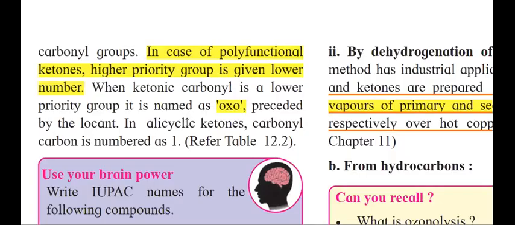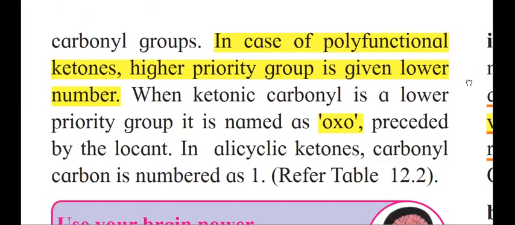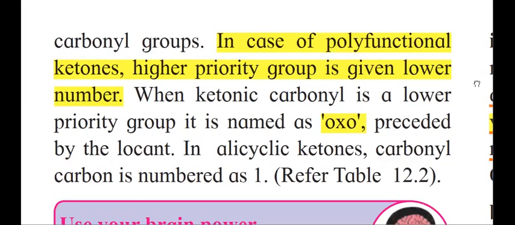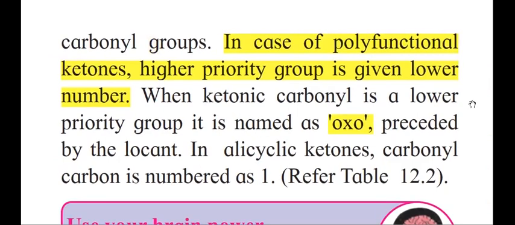In the case of polyfunctional ketones, meaning a number of different or more functional groups are present, higher priority is given to the lower number. Maximum priority goes to the group whose priority is higher, and it is given the lowest number. We have seen the priority groups. Understand lower number properly: the higher the priority, the lower the number.